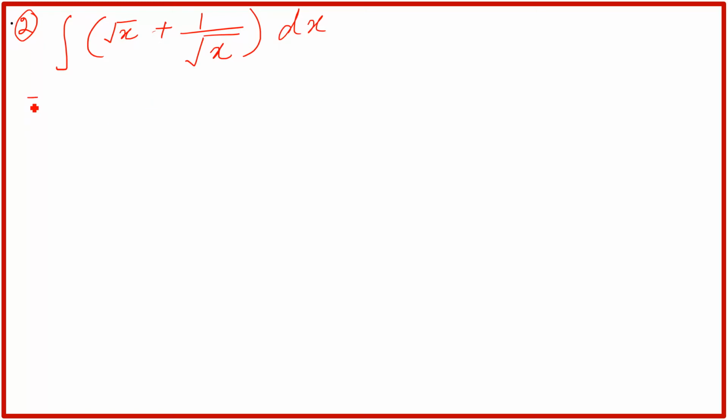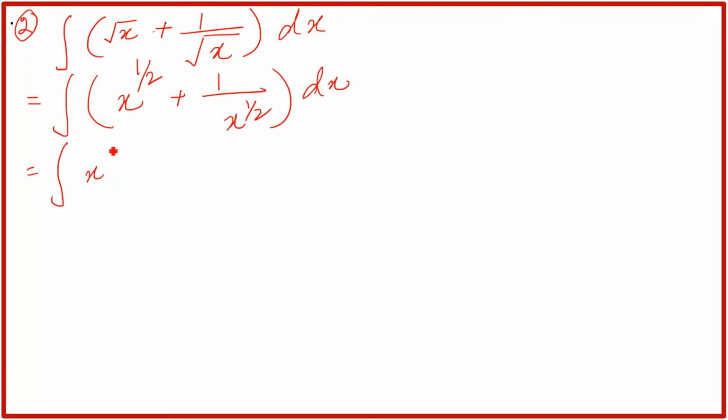So what I have told you, the first step is, see, this is the square root, right? So it means that it is x to the power 1 over 2, plus same thing, this is 1 over x to the power 1 over 2, dx. If we take this x exponent 1 over 2 to the numerator, the sign will change and it will be negative 1 over 2.